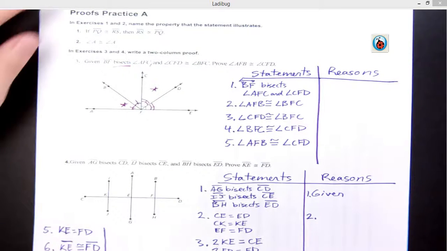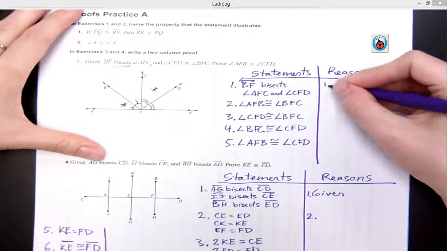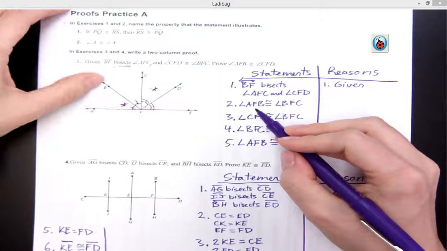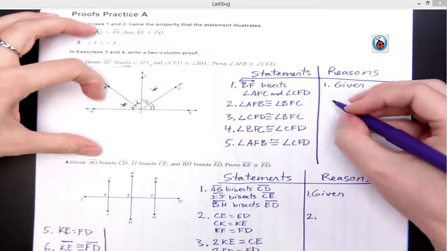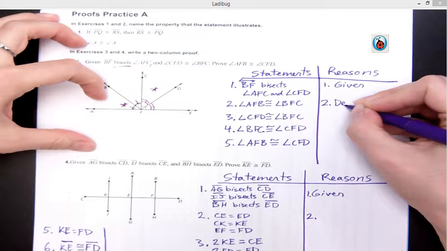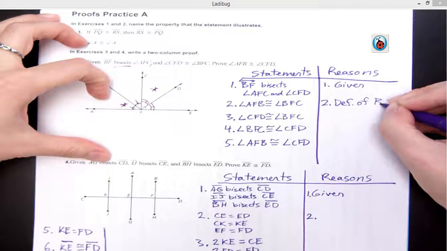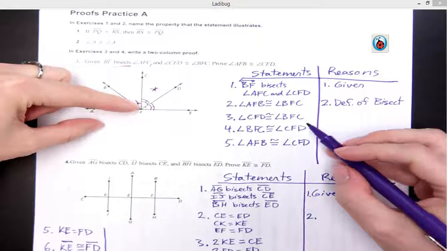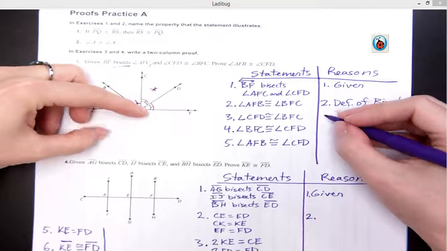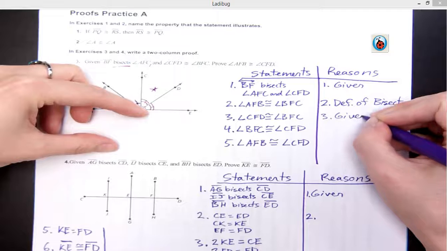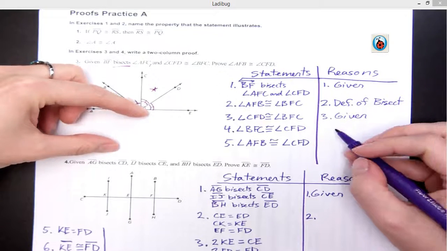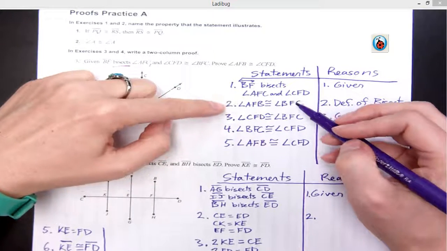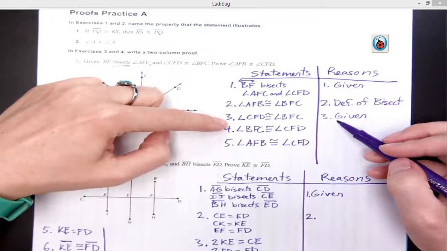And so my first reason is really easy. Those were my two givens. Okay, angle AFB equals angle BFC. That was our definition of bisects. And then angle CFD and angle BFC, that was another given. Sometimes we could have written both givens first. Usually if there's a bisect, we're going to go ahead and define it before we give our second given.